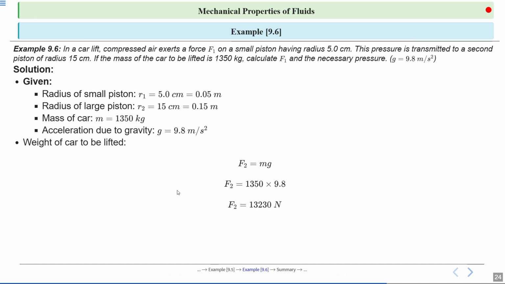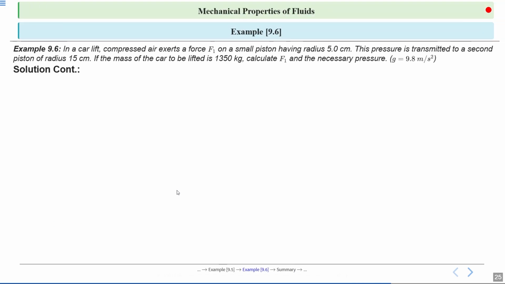So it will be 13230 Newton. This is the force exerted by the larger piston to lift the car. Now let's start by calculating the area of the small piston.